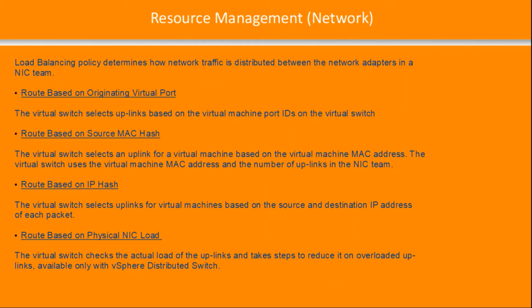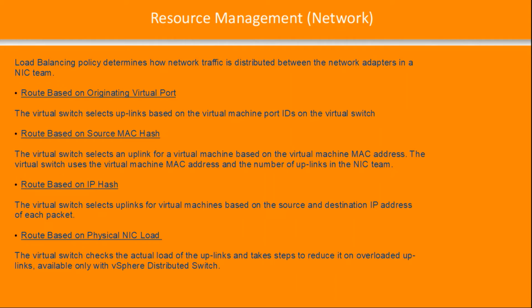The resource management also looks at the load balancing policy, and it determines how network traffic is distributed between the network adapters in a NIC team. When we have a NIC team, the default routing is based on originating virtual port, and the virtual switch simply selects the uplinks based on the virtual machine port IDs that the traffic is entering. As this is the default setting, it works very well in most cases.